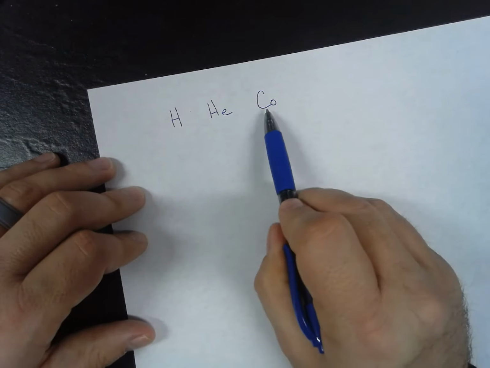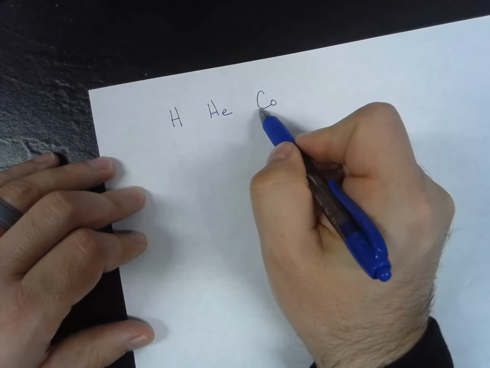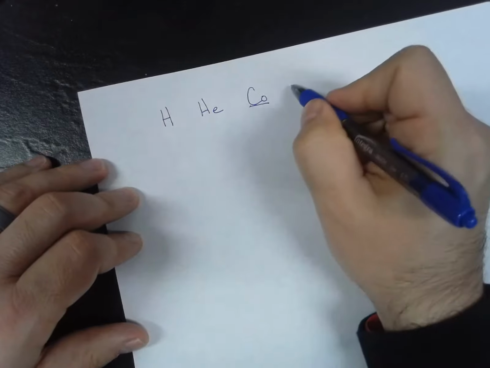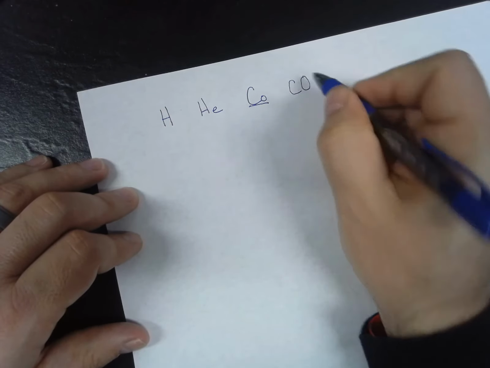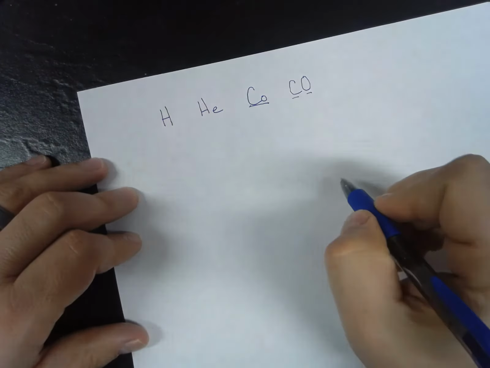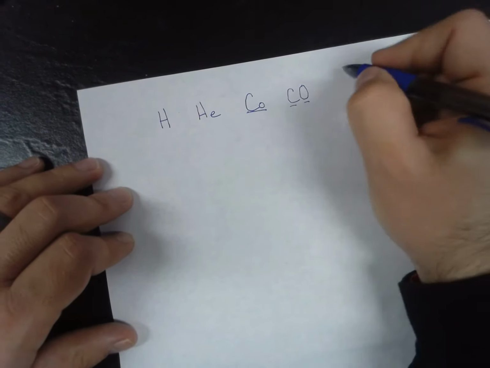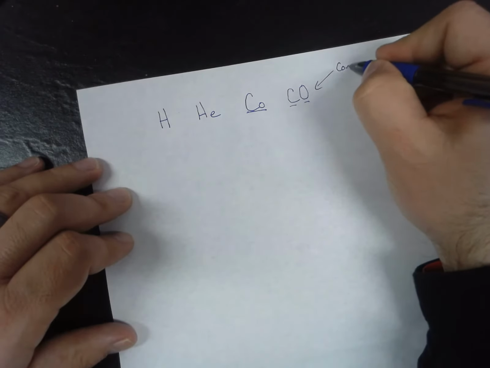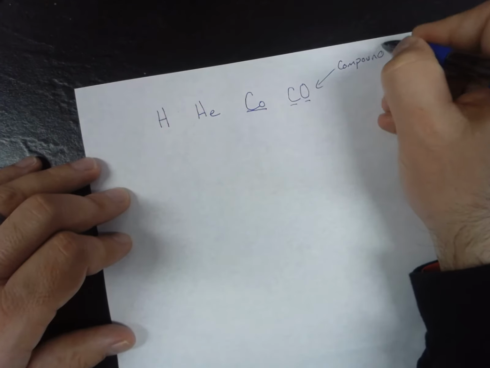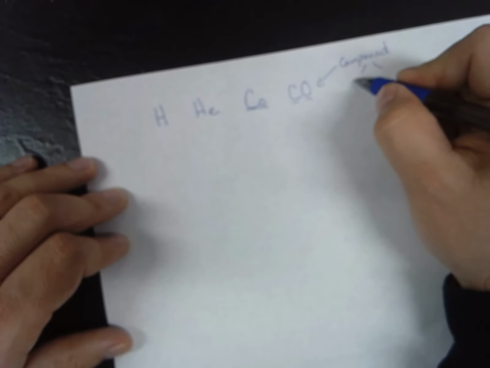If you take a look at this one, I have a capital and a lowercase. That means it's one element. But if I do this, I have two capital letters, which means they're separate, which means I have two elements that have combined. We actually call this a compound, okay? So to know if it's a compound or not, you have two or more elements that have combined. A quick way to do that is to count capital letters.